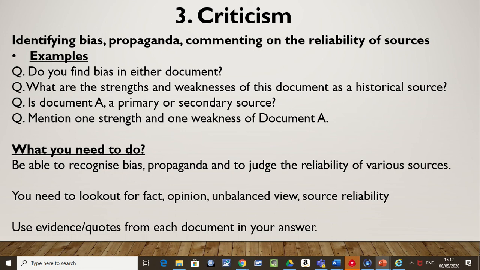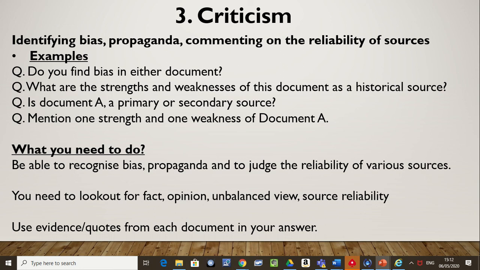An example of some criticism questions include: do you find bias in either document? So, bias is a big one of these questions, guys. So you must understand what that is. Okay, you must understand what, I suppose, historical concepts are. For example, bias, propaganda, reliability. So, for example, bias, showing favor towards one viewpoint. Okay, you must be able to identify that. Is one document favoring one viewpoint?